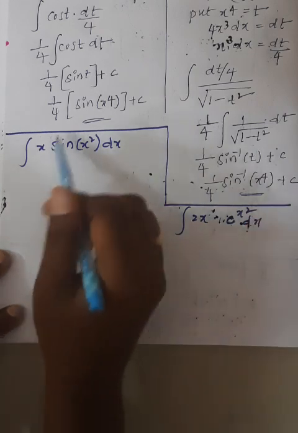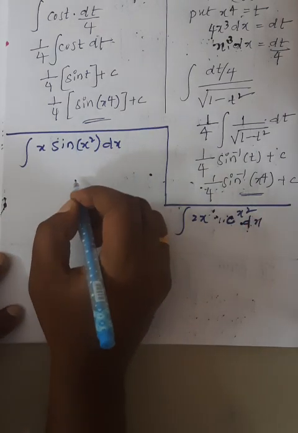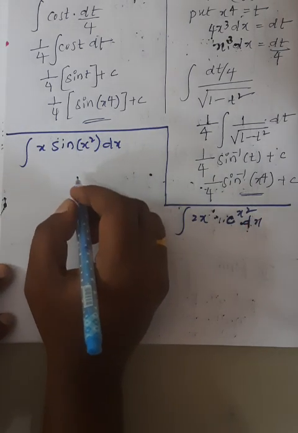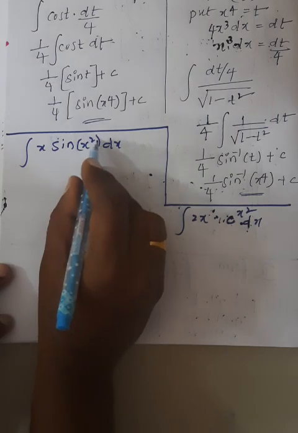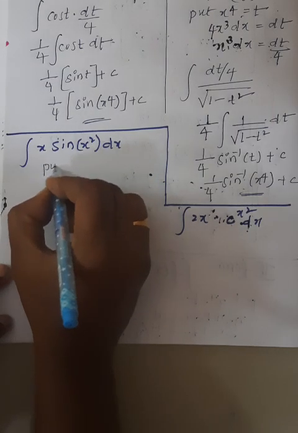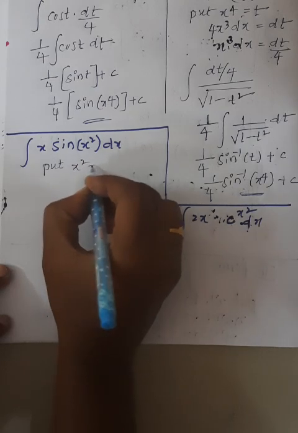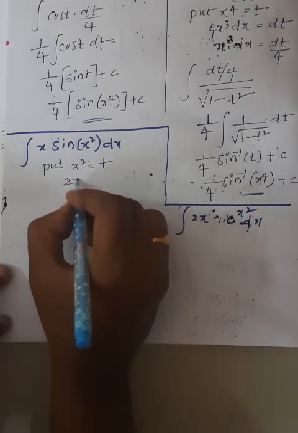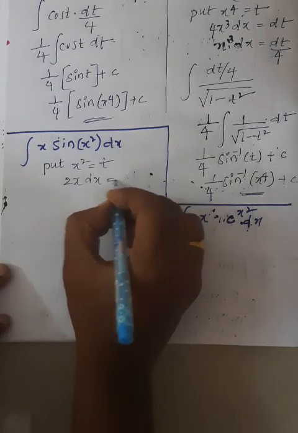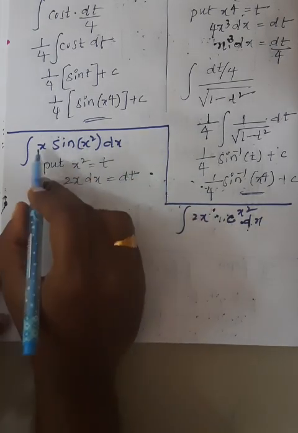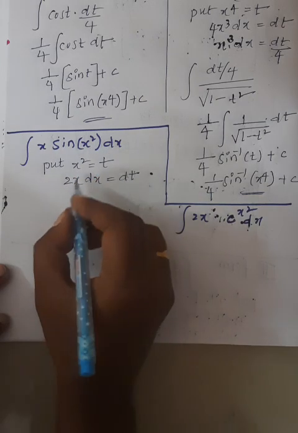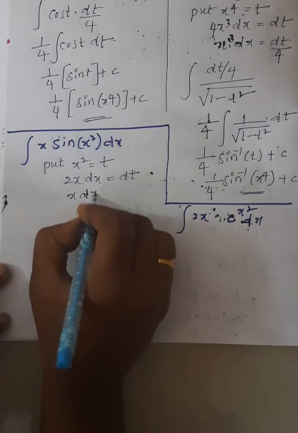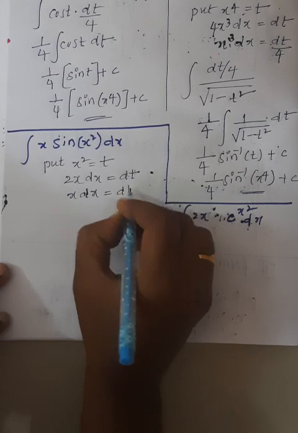Now our next question is x into sin of x square into dx. So here also we have to take x square as t. So put x square is equal to t. Now differentiate both sides. You will get 2x dx is equal to dt. So in the question you are having only x into dx. So put x into dx is equal to dt by 2.